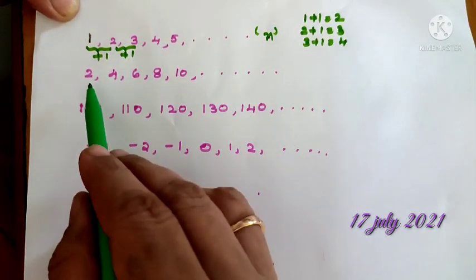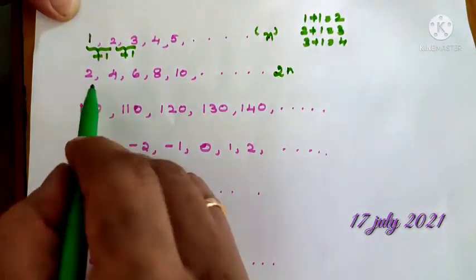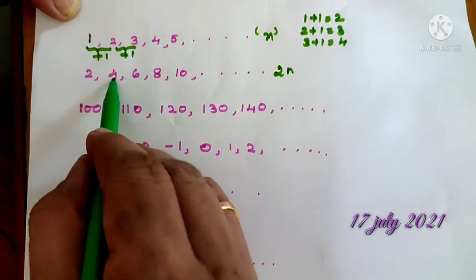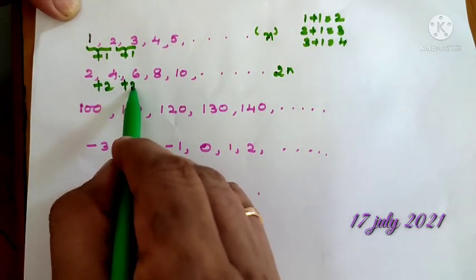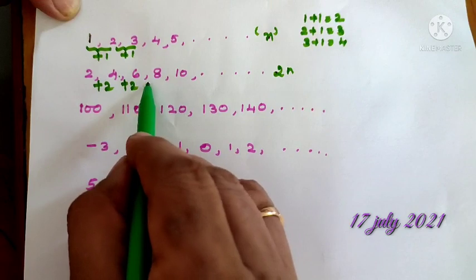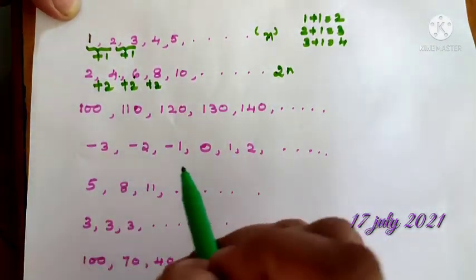Now if you are going for this one, n is the natural number, and n is the general term of the expression. Now 2, 4, 6, 8, 10, that is 2n, right? So this is 2, and for getting 4 we add plus 2, and for getting 6 plus 2 should be added to the 4, and plus 2 should be added to the 6, then 8 we will get. Like that this pattern is formed.